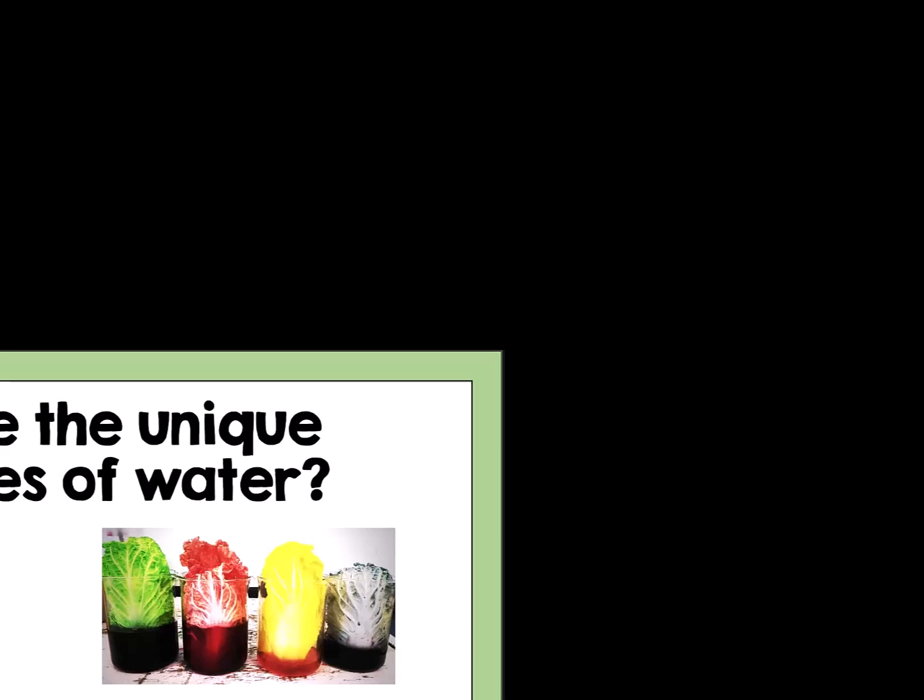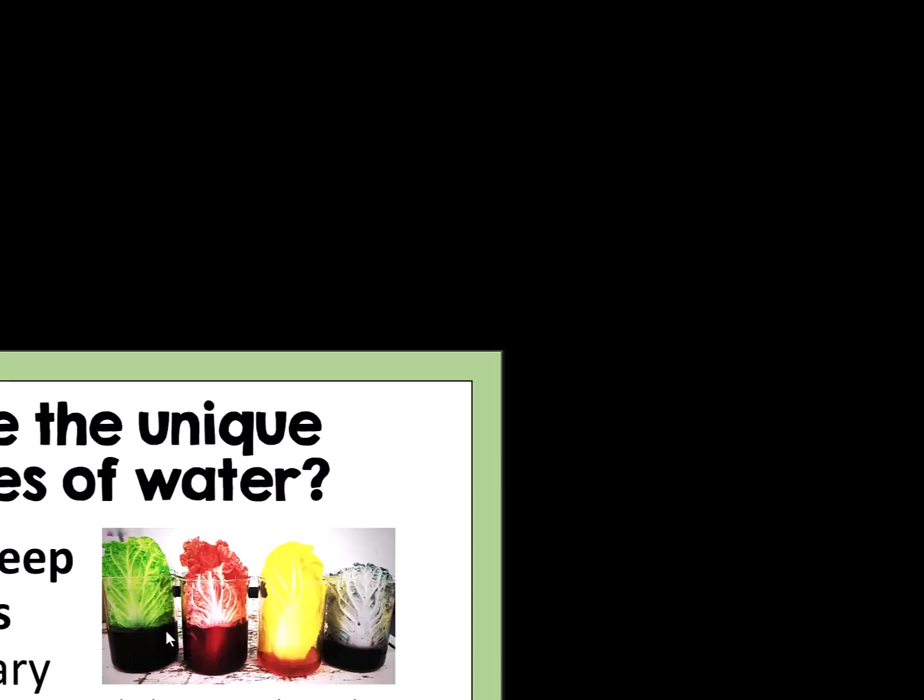So what are these unique properties of water that are caused by the polarity and hydrogen bonding within water molecules? So the first property is that water can creep up thin tubes, which we call capillary action. And you can see this occurring here in this photo.